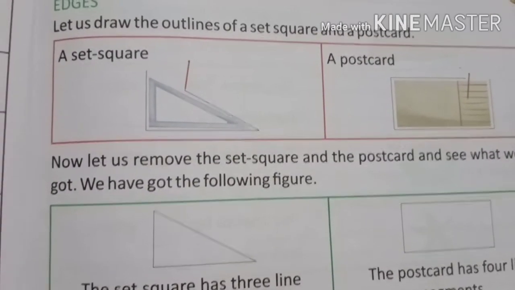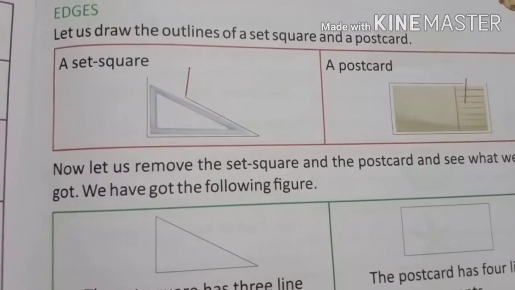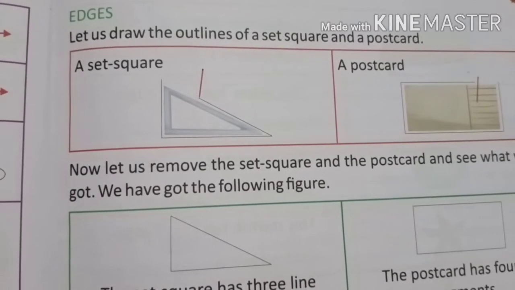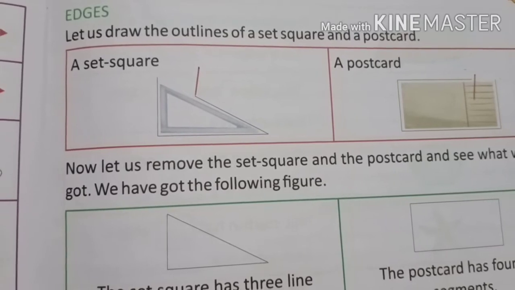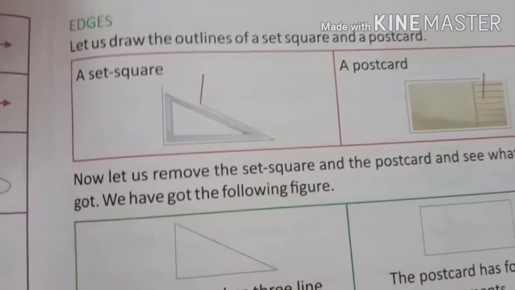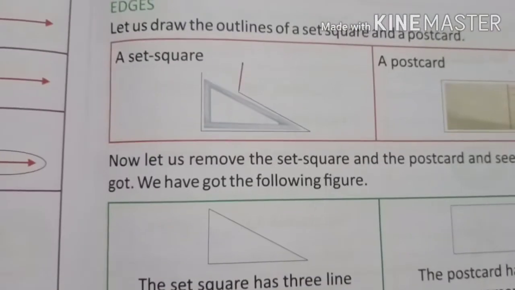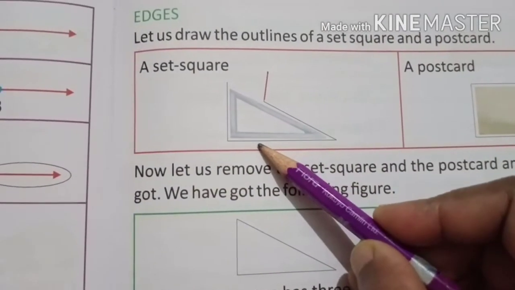Hello children, today we'll learn about edges. In maths, page number 159. Edges. Children, this is a set square.